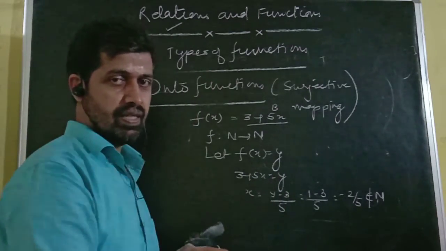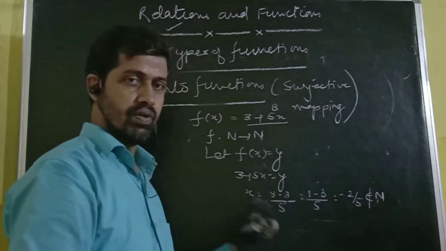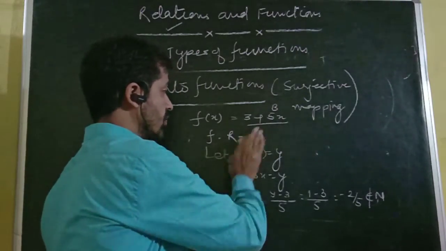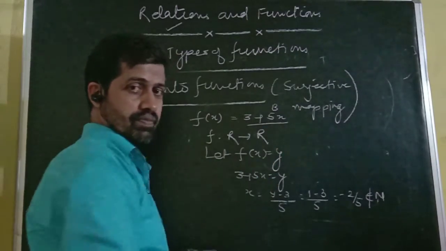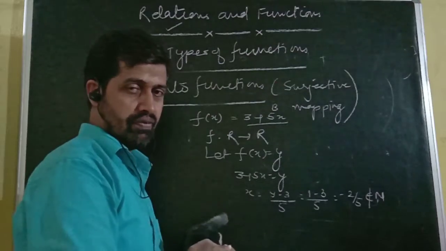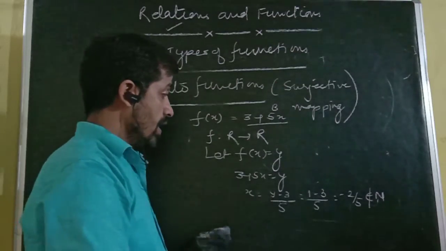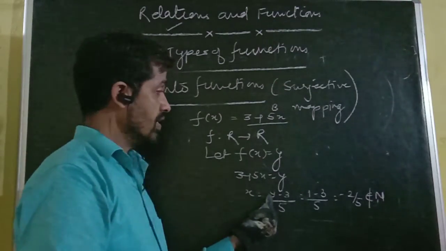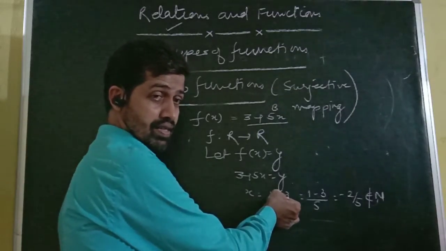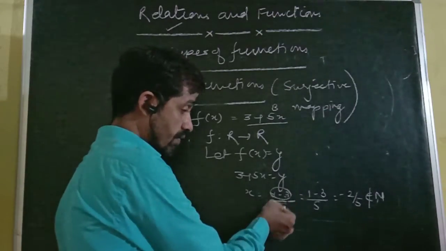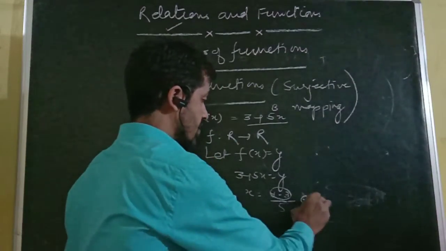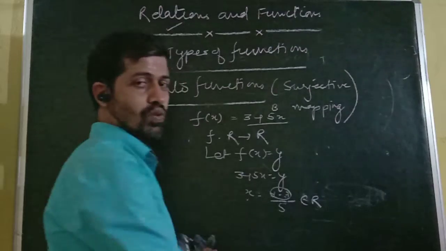Keep it in mind, putting any value. Now if it had been defined from R to R, I take a different case. Domain and codomain we have changed. Now if I put y, any real number, then real number minus 3 is a real number, divided by 5 is again a real number. So that means this x belongs to R.